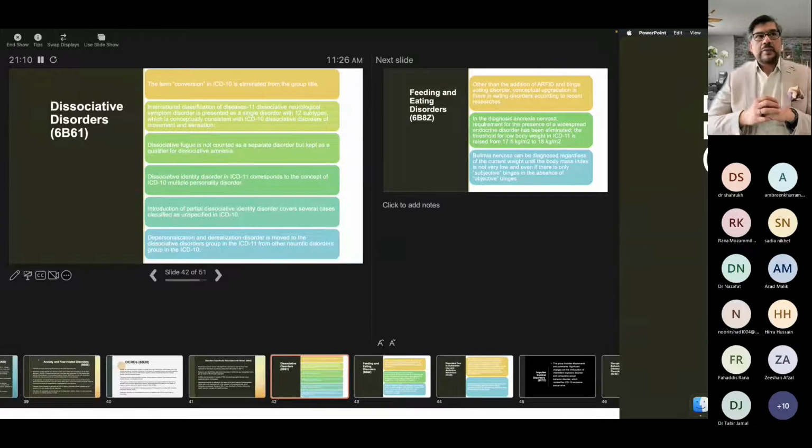Dissociative disorders, the famous hysteria, 6B61. The term conversion in ICD-10 is eliminated. So we don't use conversion disorder anymore. It is always dissociative disorder. And there was a huge confusion. People were asking me about it. What is the difference between the conversion disorder and the dissociative disorder? And how do we differentiate them? Because they have so much of the overlap. So that was a confusion in my mind as a clinician and academician as well. There were very slight differences between the two. Now they have just removed it.